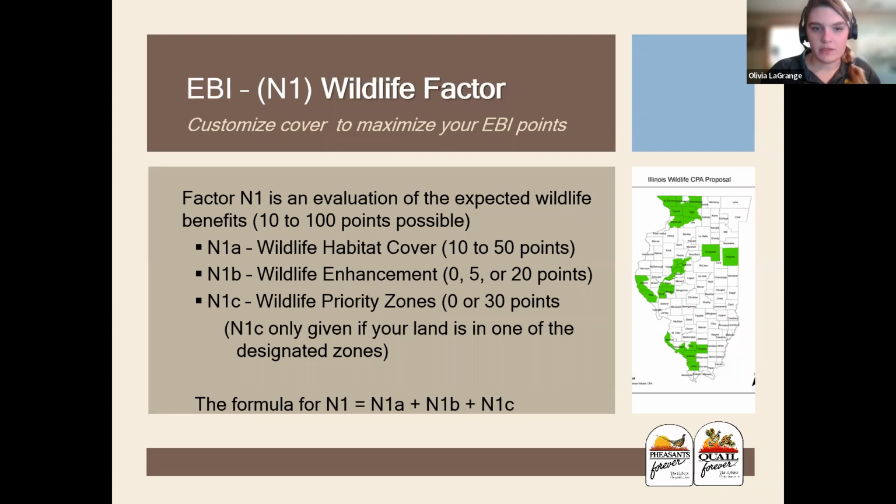And that will give you just a little bit extra points, either 0 or 30 points, which really does help boost your score. And that's just to focus in on areas that really do need priority wildlife habitat. So you pull those 3 factors together and they equal that N1 number. And I'll break it down a little bit more in the next couple of slides here.